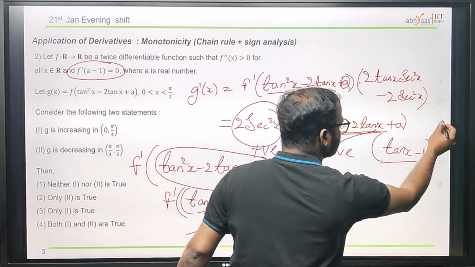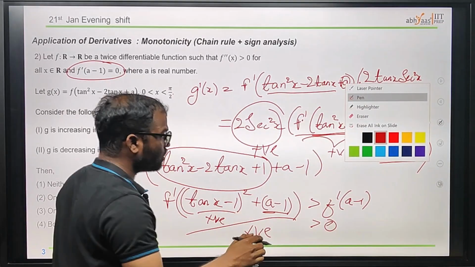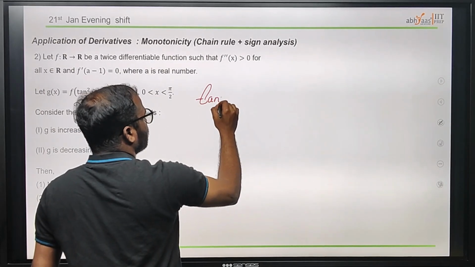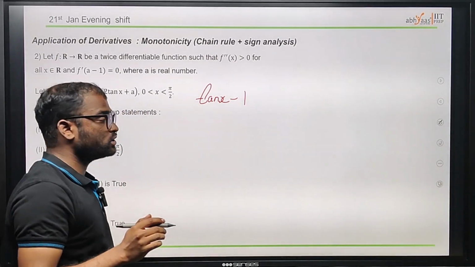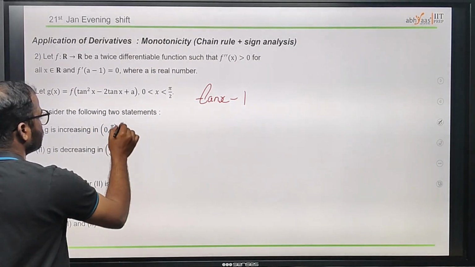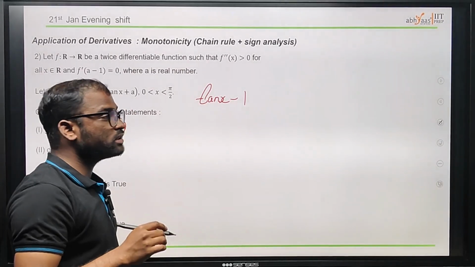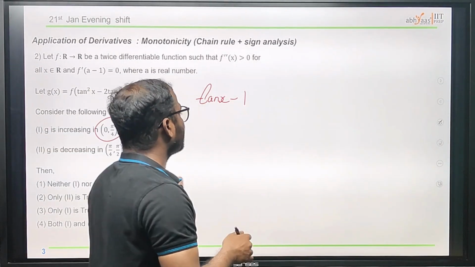After that, I'm just clearing all these things. We need to check whether tan x minus 1 is positive or not. For that we need to use this interval, which is given from 0 to pi. First we need to check when tan x will be 0.